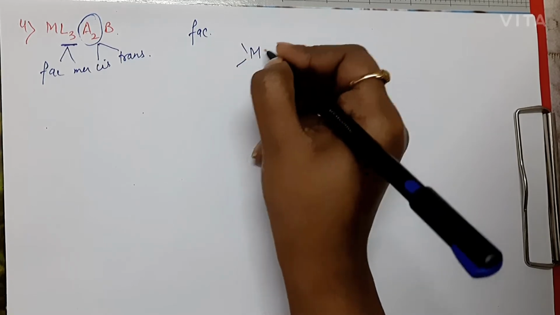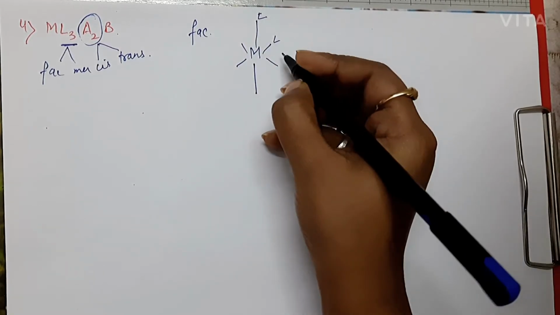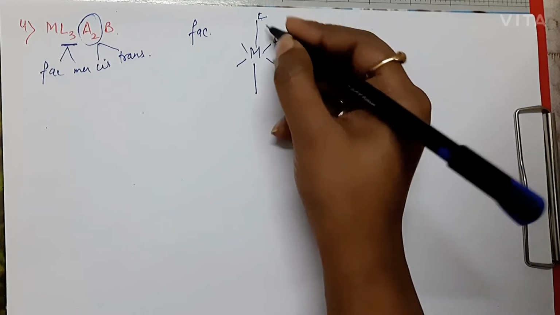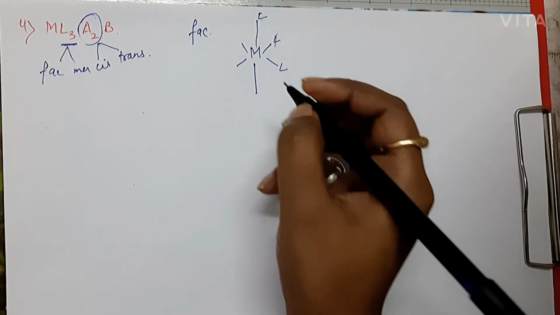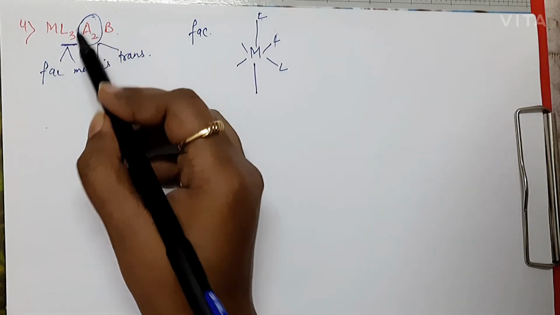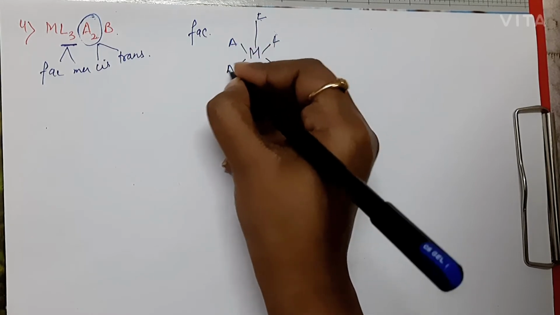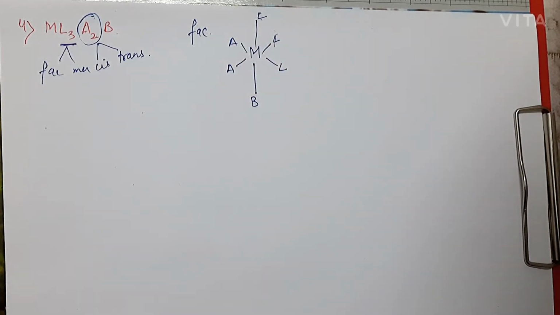How? For facial, these three positions will be occupied so that they can form a triangular face. For the remaining two positions, first I'll place these two A adjacent to each other like this, A and A. Here will be the B, right? Now this is the fac isomer.